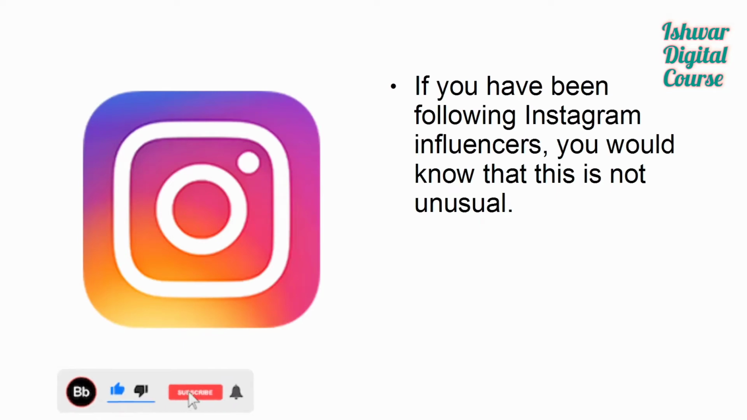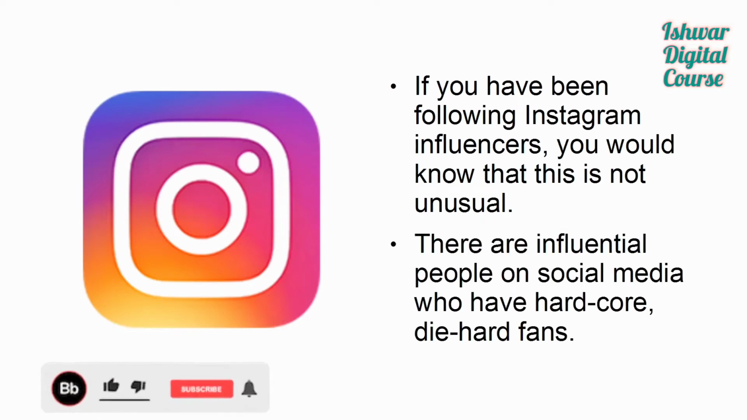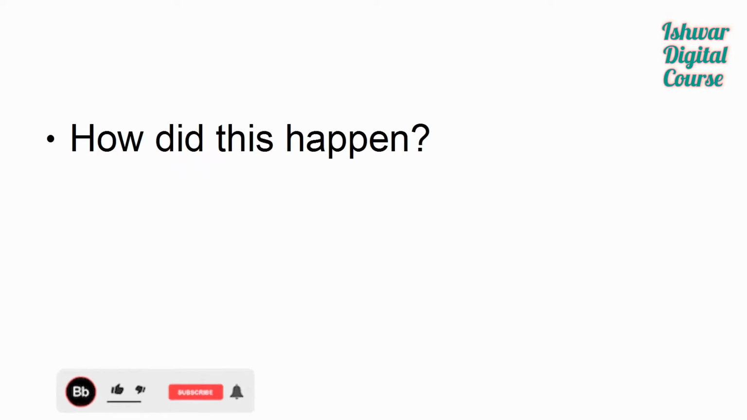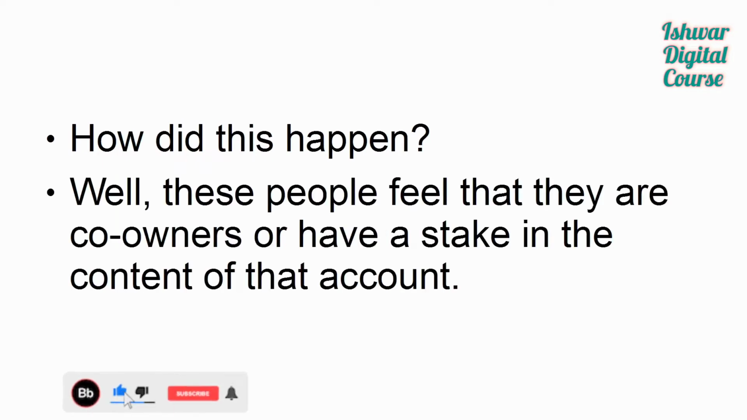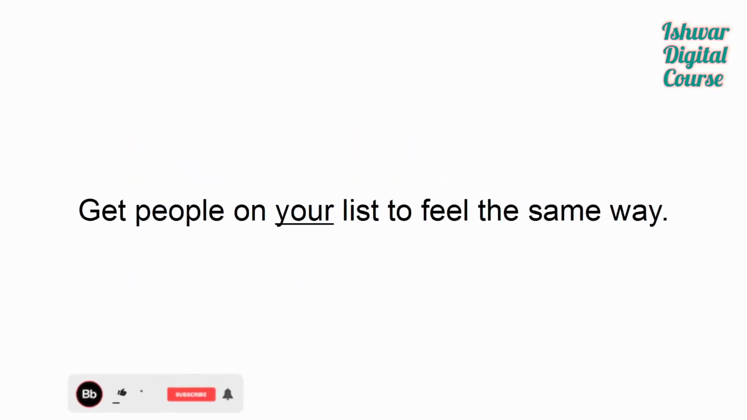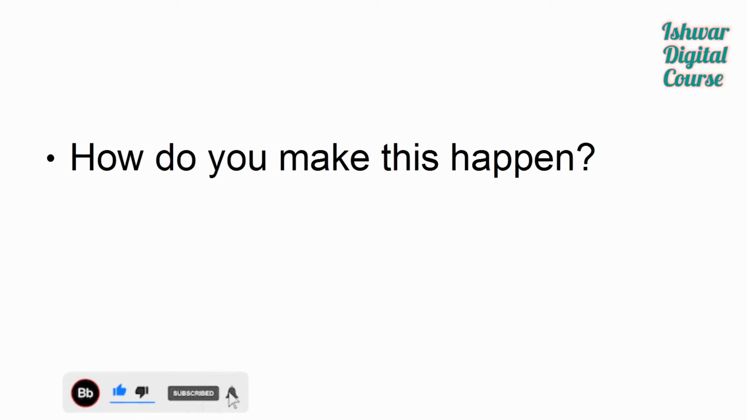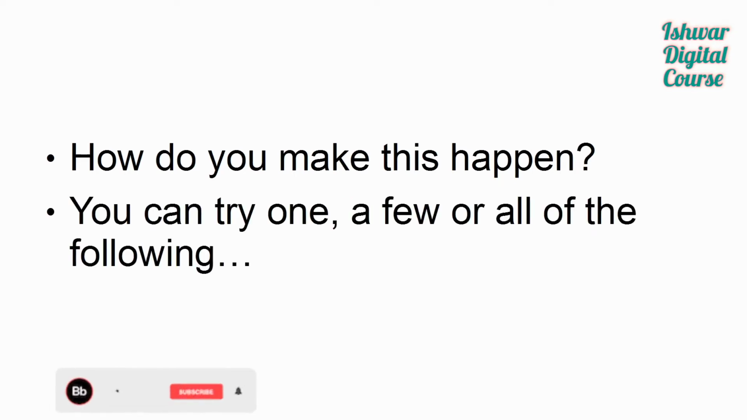If you have been following Instagram influencers, you would know this is not unusual. There are influential people on social media who have hardcore, die-hard fans. How did this happen? Well, these people feel they are co-owners or have a stake in the content of that account. Get people on your list to feel the same way. Well, how do you make this happen? You can try one, a few, or all of the following.